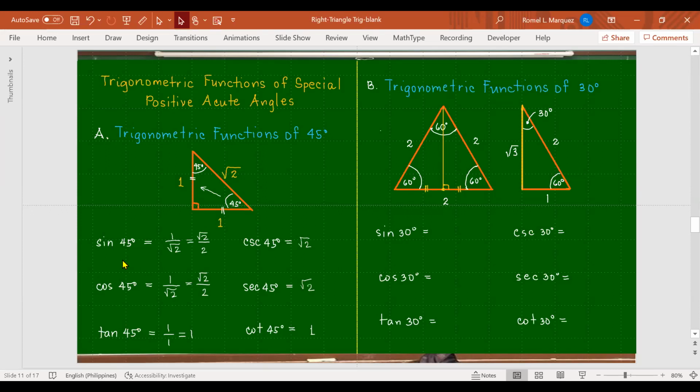Okay? Sine 30. To derive the values of sine 30, cosine 30, and other functions of 30, we are going to use an equilateral triangle. An equilateral triangle is a triangle having its interior angles equal to 60 degrees. Now, you can assign arbitrarily the length of the side. So, let's say if this is 2, this is also 2, and this side is also 2. If you assign 1 million, this is also 1 million. If you assign 1, this is 1 also.